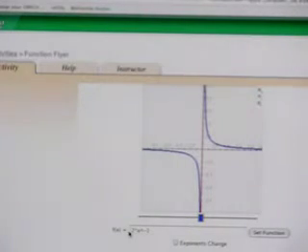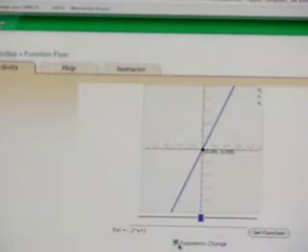So this equation is 2x to the -1, and when we do the show vertical asymptotes, this red line comes up because that's the vertical asymptote, so it makes it easy for kids to identify in a graph where a vertical asymptote is. Okay.